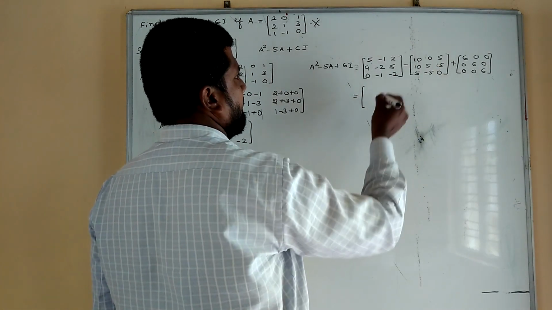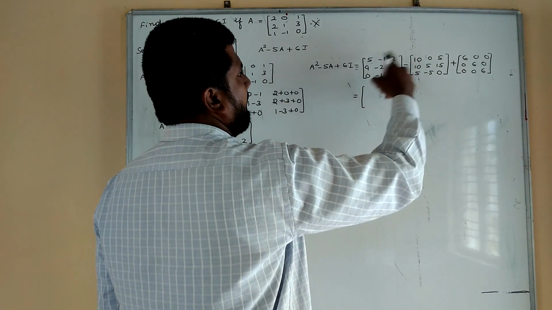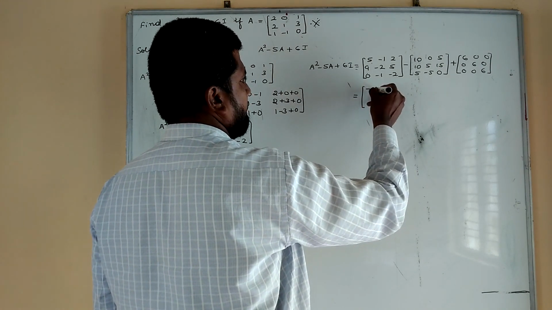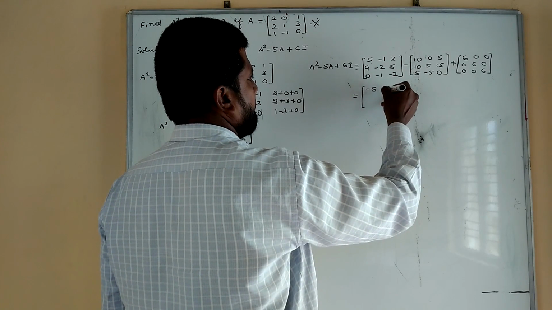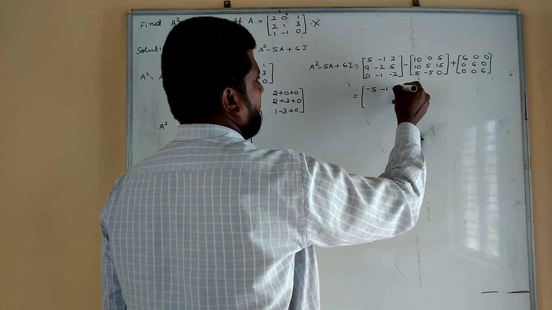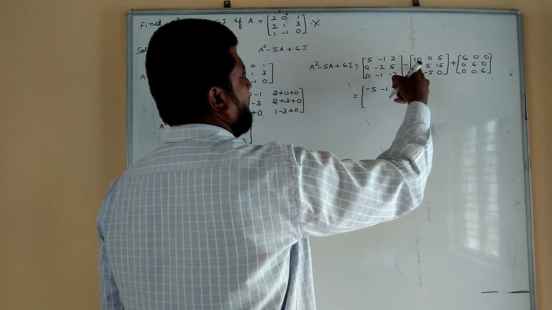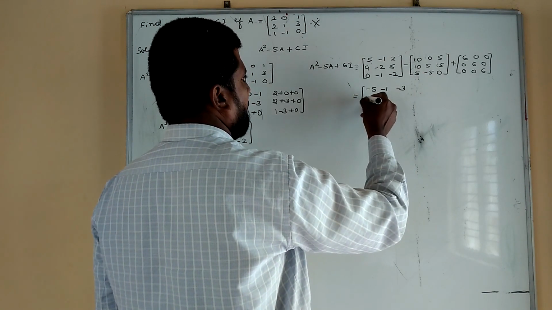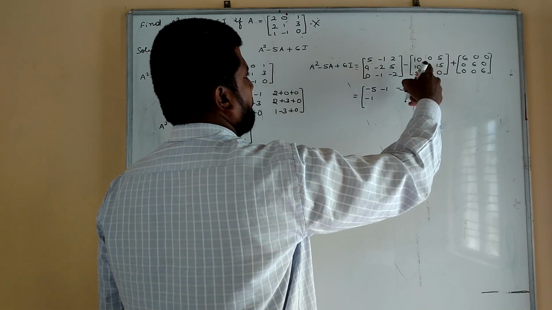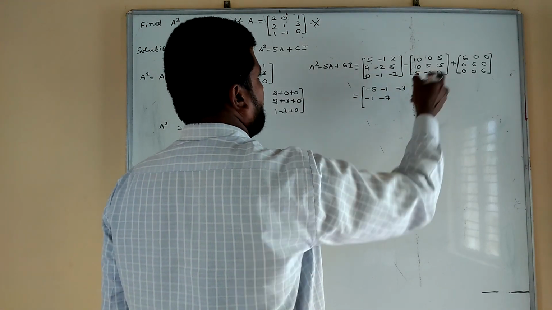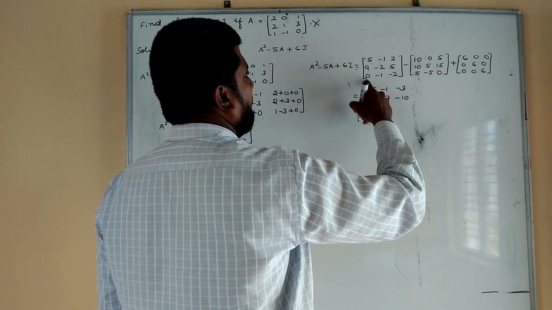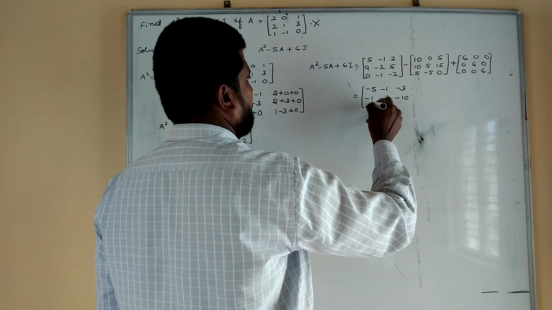5 minus 10, 5 subtract here. 5 minus 10 is minus 5. Minus 1 plus minus 0 means minus 1. 2 minus 5 is minus 3. 9 minus 10 is minus 1. Minus 2 minus 5 is minus 7. 5 minus 15 is minus 10. 0 minus 5 is minus 5.